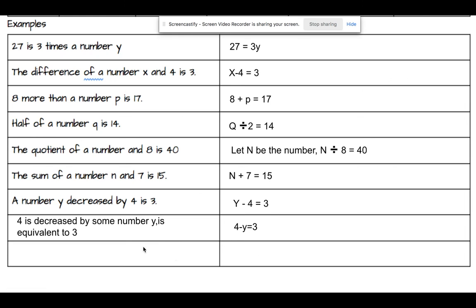The next two lines, you're going to write your own. Okay? This is the end of our video. Please go back, finish the Desmos. You are amazing.